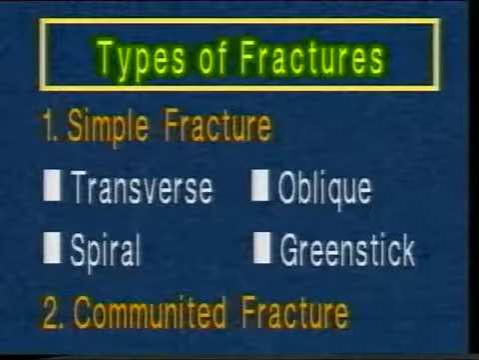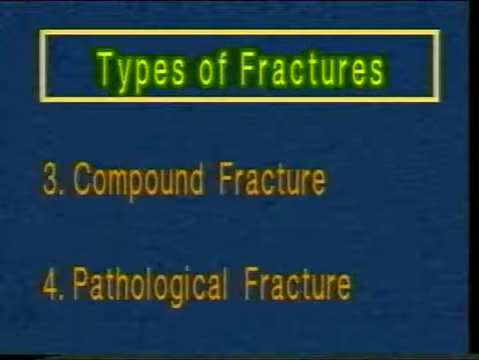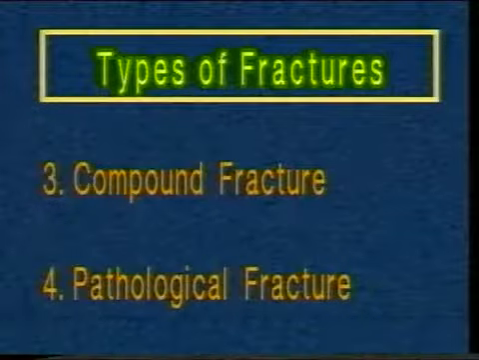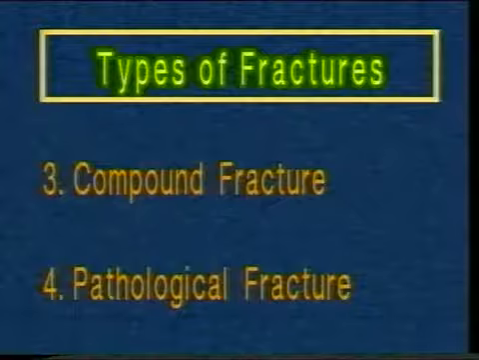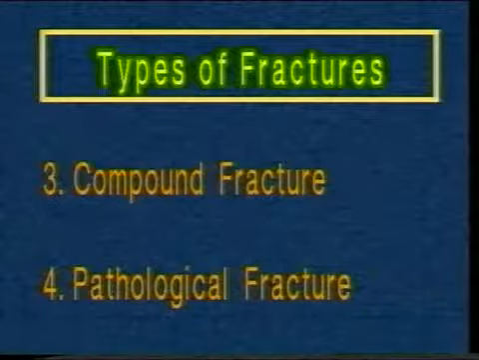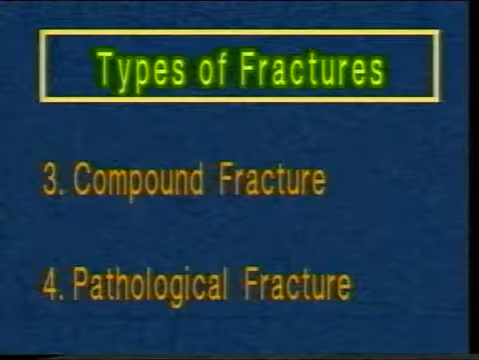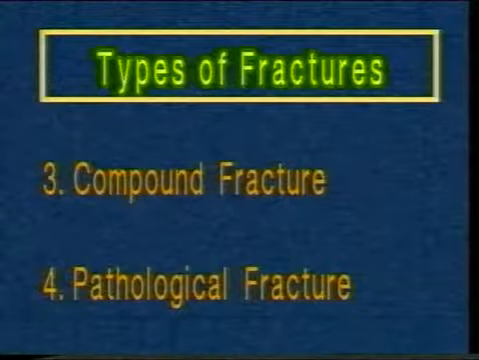If a fracture hematoma communicates to the outside through an open wound, it is termed as a compound fracture. And if a fracture occurs in a diseased bone, it is termed as a pathological fracture. Now we will see the types of fractures.